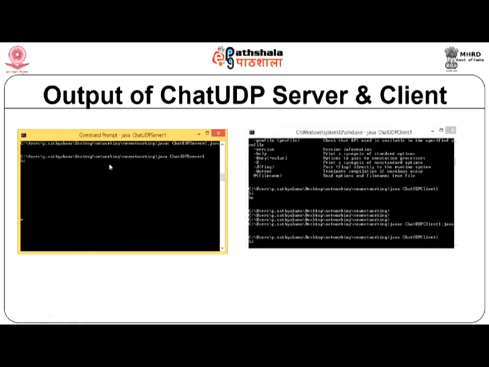So, now this is the output which we get using the chat UDP server and client. Here the client is first sending a hi to the server, the server is receiving it, and the server has to again send some information from its side to the other side. Until someone gives an exit, this communication will keep happening.